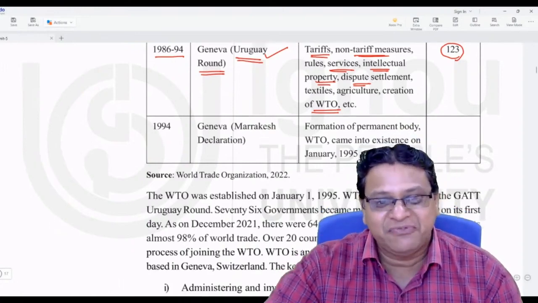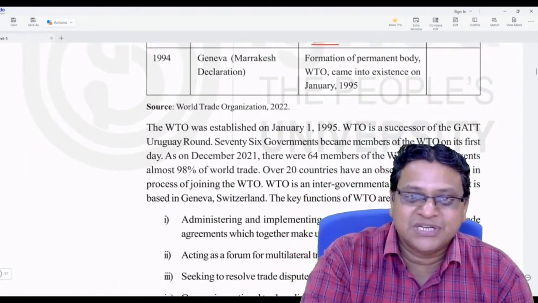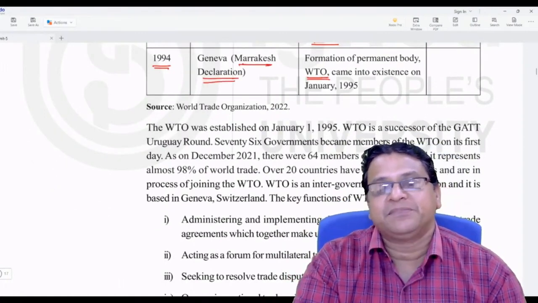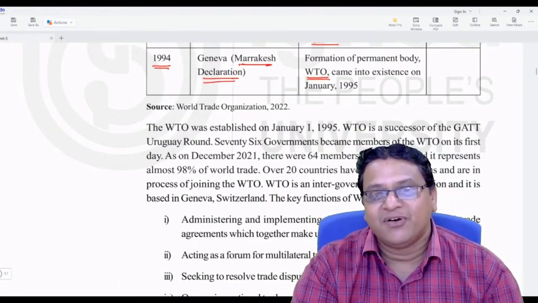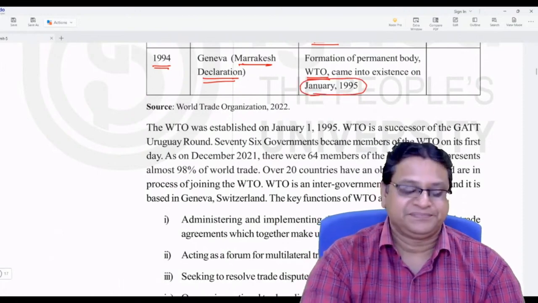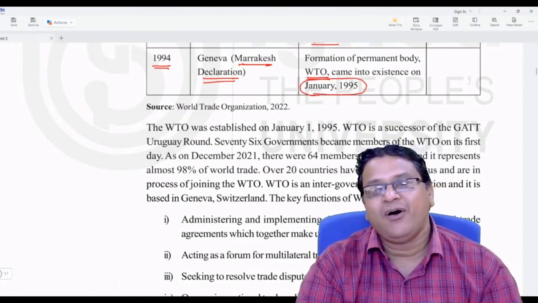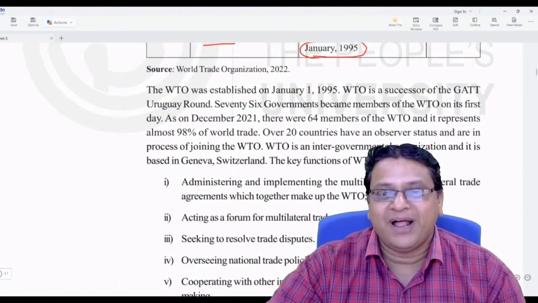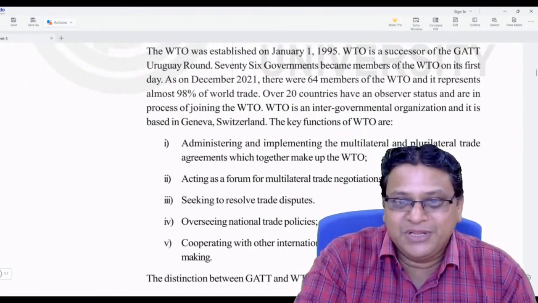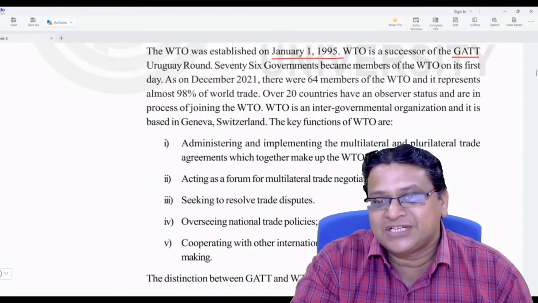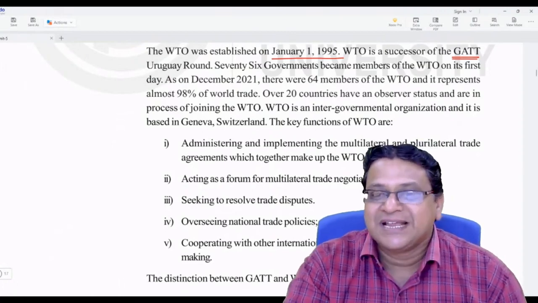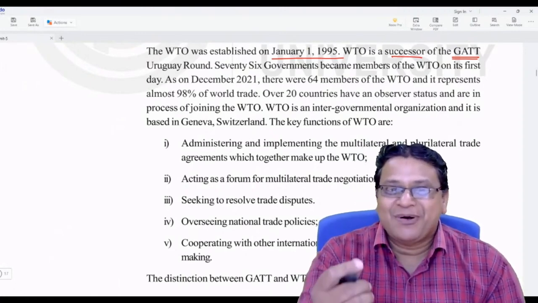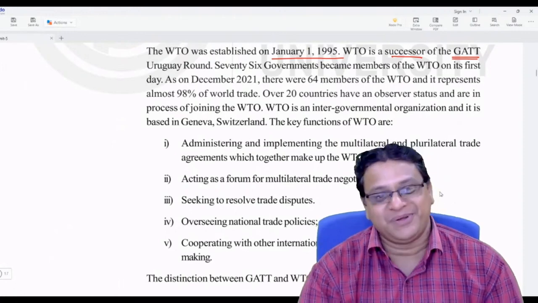Finally, in the year 1994, during the Geneva round of negotiation at the Marrakesh Declaration, WTO was framed, and WTO came into existence on 1st January 1995. So this is the history of formation of WTO. So WTO was framed on January 1, 1995. WTO is a successor to GATT. Once WTO comes, GATT loses its importance. GATT became a part of WTO. Now the GATT agreement is the first founding agreement of WTO.